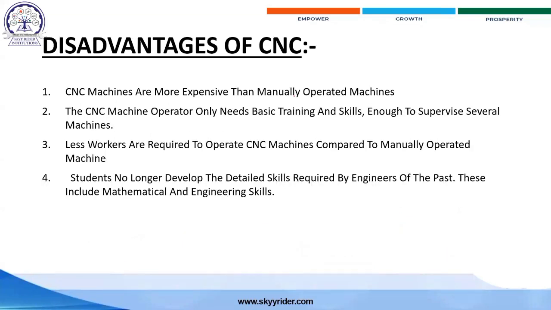Okay, then if something has advantages, that same thing will have disadvantages also. Okay, so basically the CNC machines are more expensive than manual machines. We can say CNC machines are more expensive, and also they give unemployability schemes also.